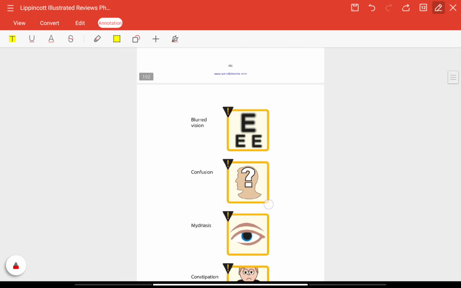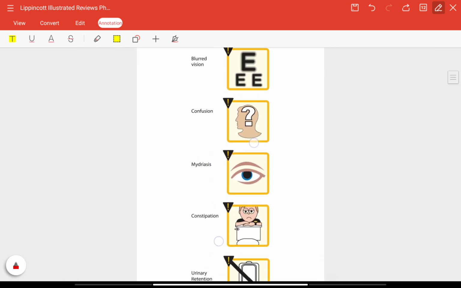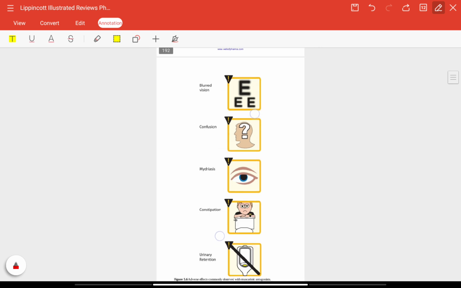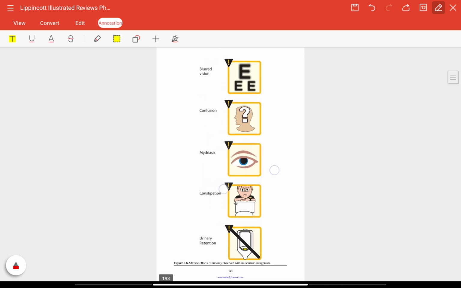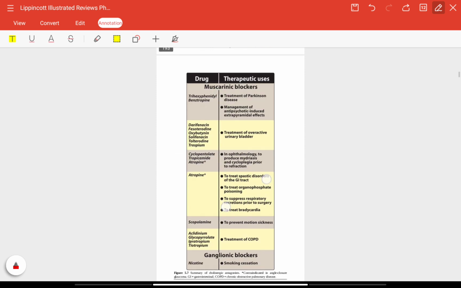Now you can see these are the adverse effects with antimuscarinic antagonists: blurred vision, confusion, mydriasis, constipation and urinary retention.